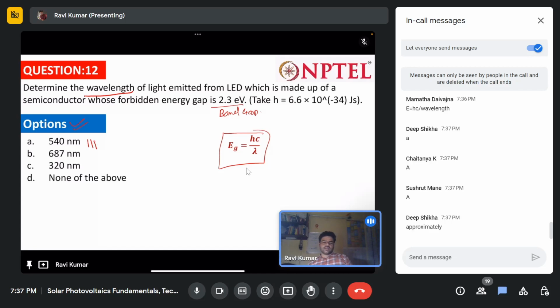So have you calculated it like this? 6.6 into 10 quart minus 34 into 3 into 10 square 8 divided by 2.3 into 1.6 into 10 cube minus 19, or you have used approximation. Okay, yes, so we also have an approximation. It's like this: 21242 divided by 2.3.